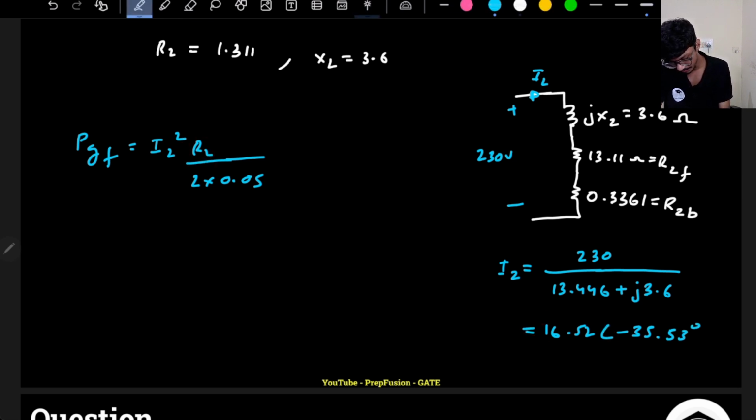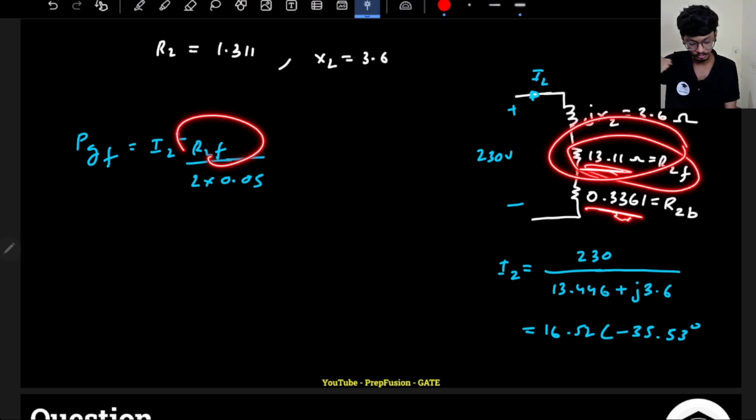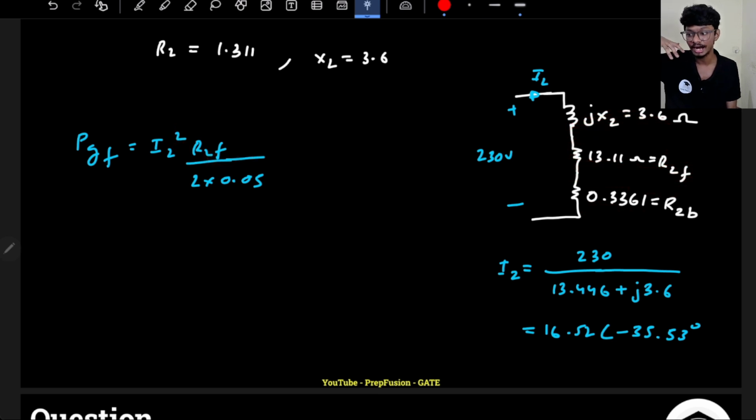I just have to multiply this by R2F. Remember the forward field resistance. The forward field resistance is this. Can you see how big this is? It's like 30 times larger than the other. So the drop here will be huge. So that's why this produces high flux. Previously I told you this will produce higher flux. Now I hope it is clearer to you why this will produce higher flux.